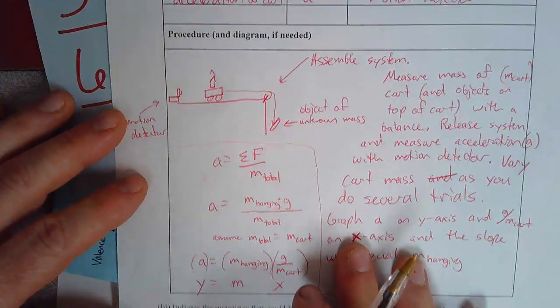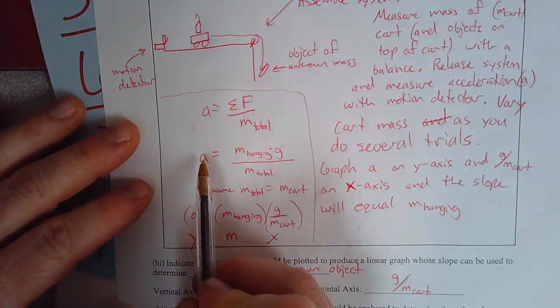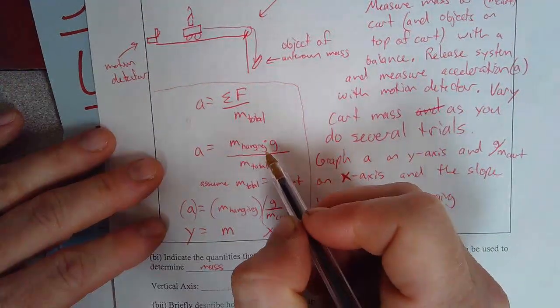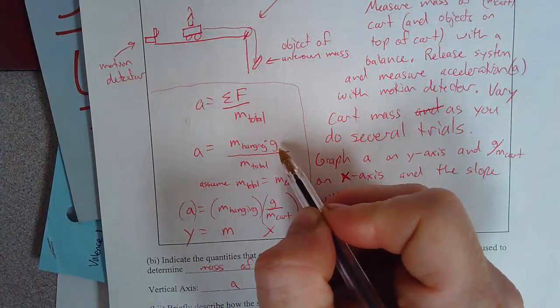Well, what can we measure? We can measure the motion. We can measure the acceleration with the motion detector. So we've got the acceleration. We want to know the hanging mass. g is a constant, so we know the value of that.